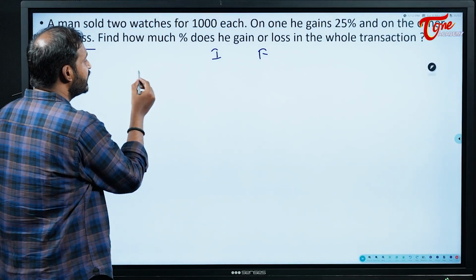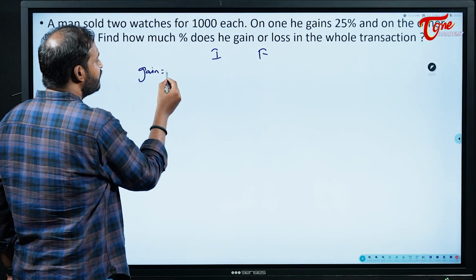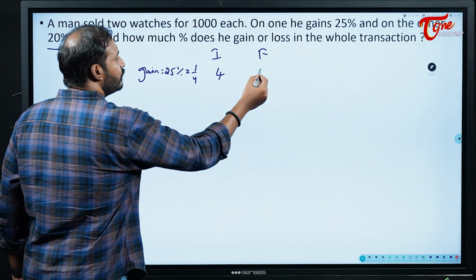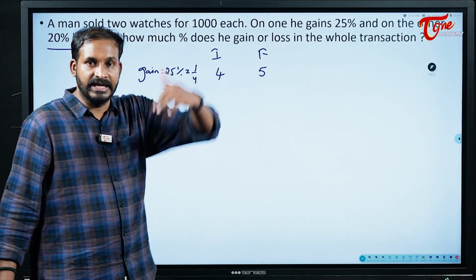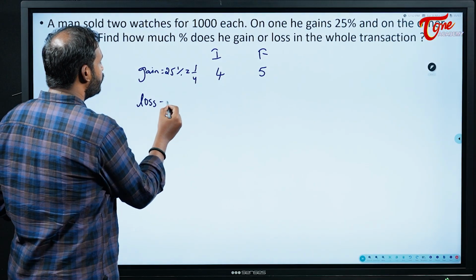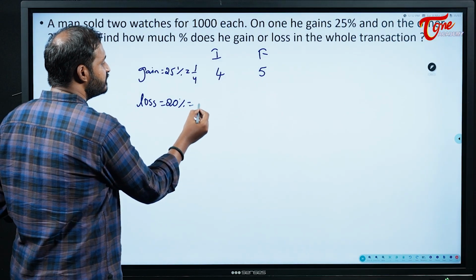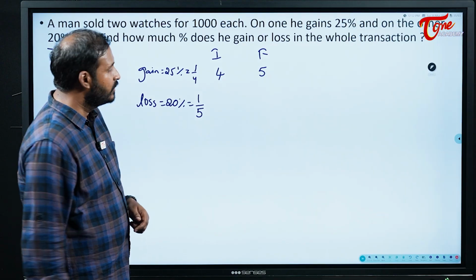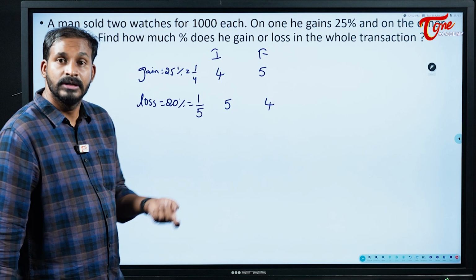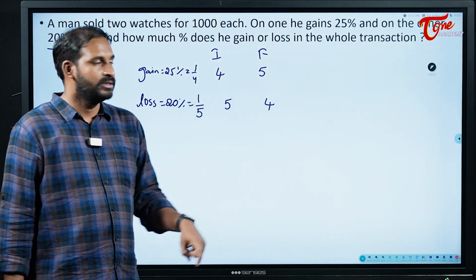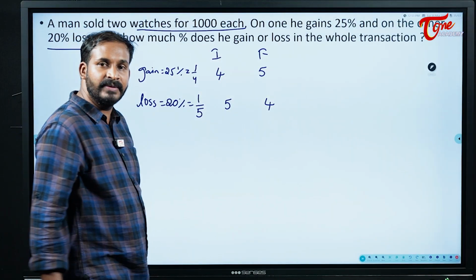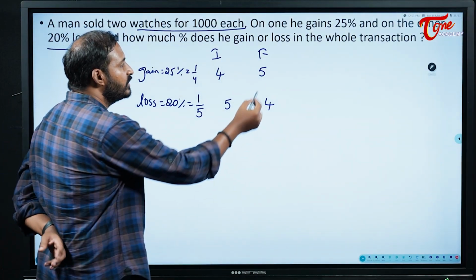So on one he is getting a gain, right? Gain of 25%. 25% means 1 by 4. So initial value will become 4 and final value becomes 5. Gain, increase. Next on the other he is getting a loss of 20%. 20% means 1 by 5. So initial value will become 5 and final value becomes 4. Loss, right? So subtraction. And in this case he sold 2 watches for 1000 each, right? That means the selling prices are equal.